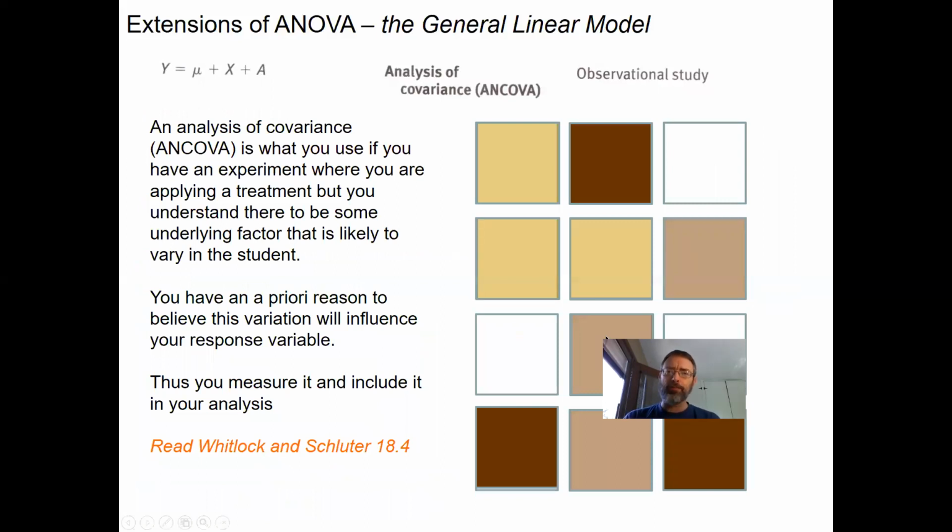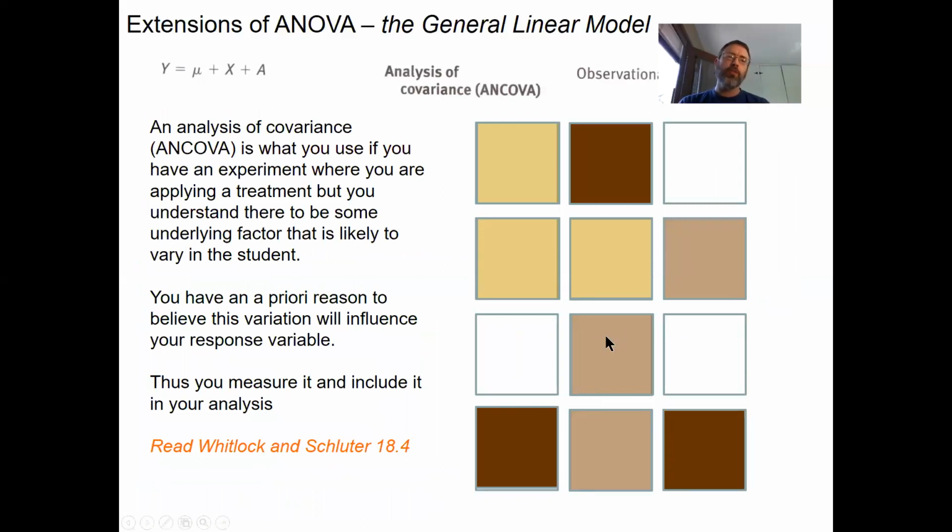Okay, ANCOVA. We're just walking down the steps of this table. ANCOVA is when you have a covariate. That is what you use when you have an experiment where you're applying a treatment, but you understand that there is some underlying factor that is likely to vary in the study. I'll change that. You have an a priori reason to believe this variation will influence your response variable. Thus, you measure it and include it in your analysis.